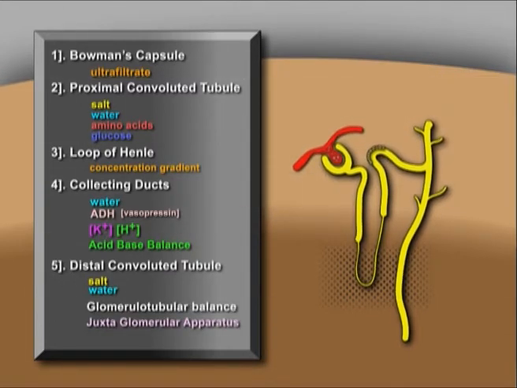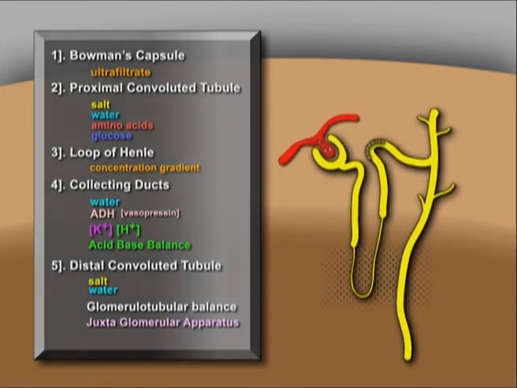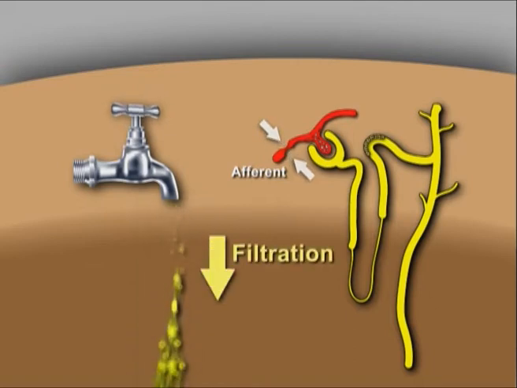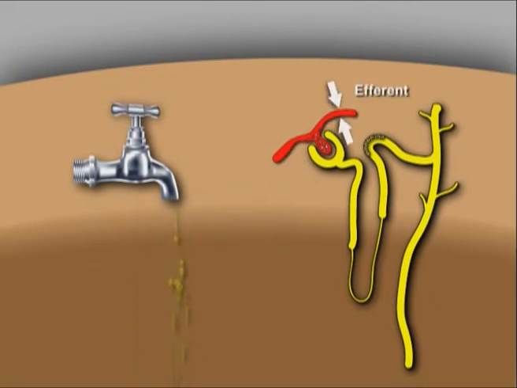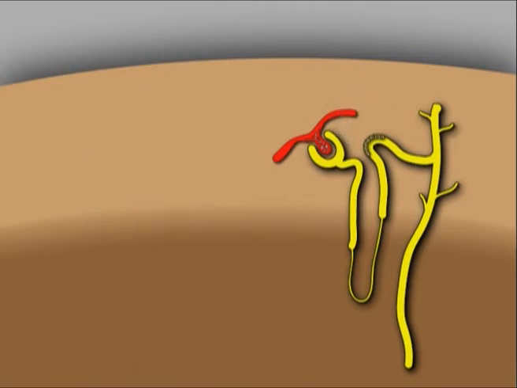It is this specialised association of cell types that controls glomerular filtration by regulating the arterial flow both into and out of the nephron. If afferent arteriolar constriction predominates, filtration will be reduced and blood shunts away from that nephron. If efferent constriction predominates, glomerular filtration is maintained.